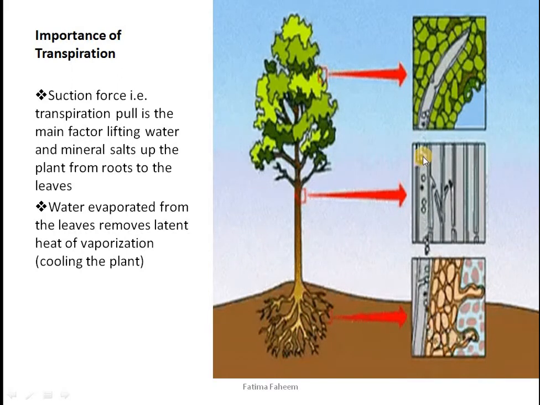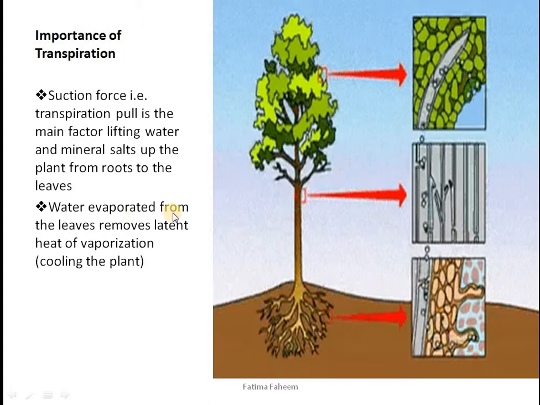So this suction force is creating a transpiration stream, which is the file of water molecules, the line of water molecules going up in the xylem vessel. And as the water is moving up, it's also taking the essential mineral salts to the leaves, which are necessary for different purposes, as I have discussed in the previous lecture, magnesium and nitrate's importance.